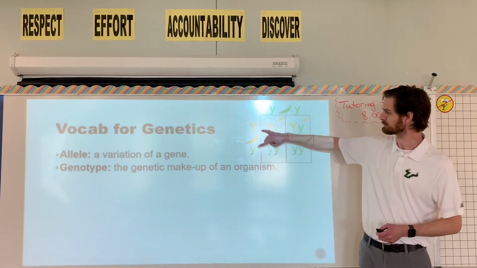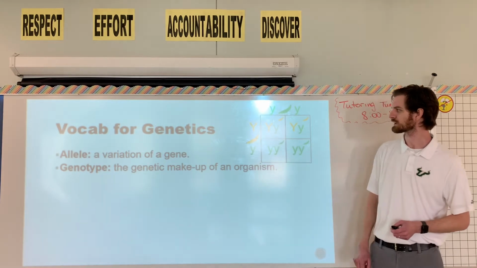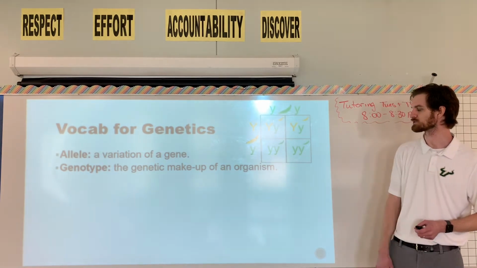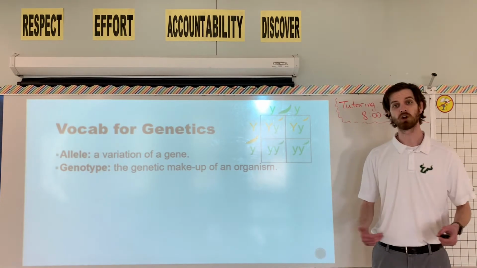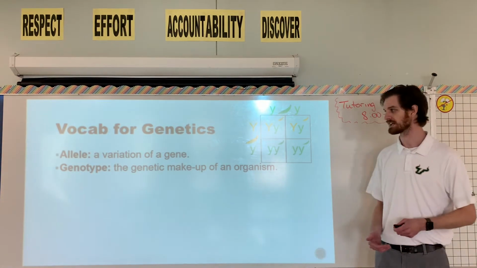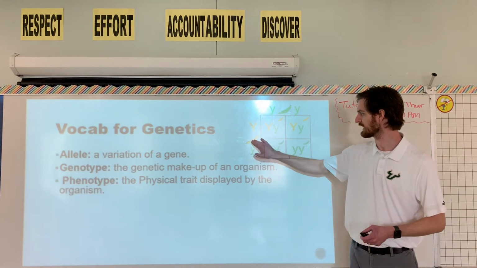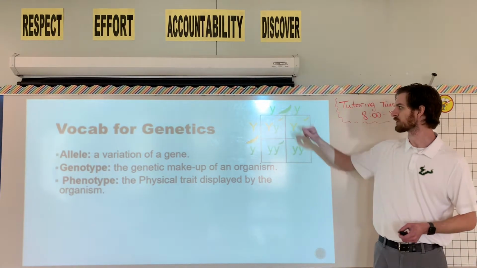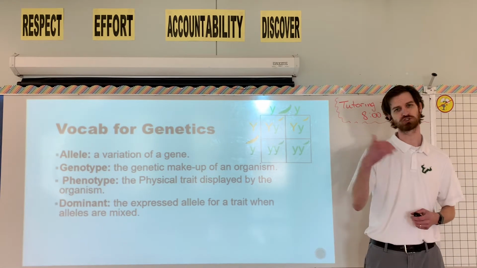The genotype will be the combination of alleles that something has. This one has a capital letter and a lowercase letter. This one has two lowercase letters representing its genotype, letting us know what overall DNA features it has. Its phenotype will be what it shows. So for this one, it's going to show as a yellow color, and this one's going to show as a green color.